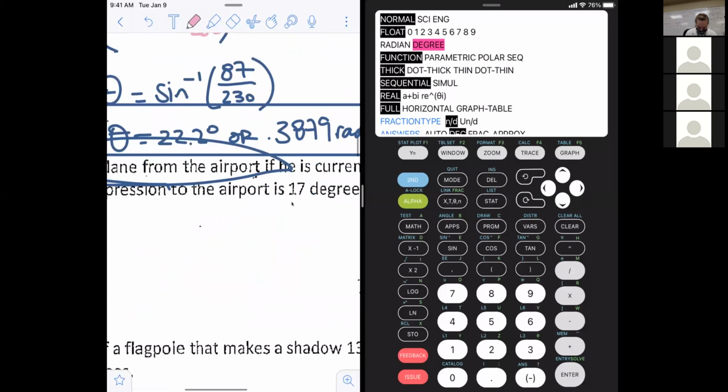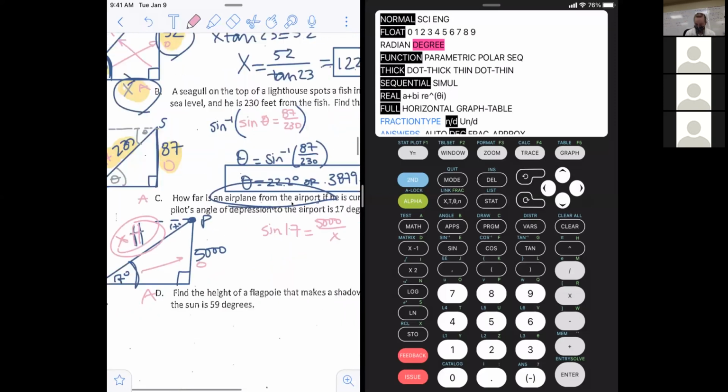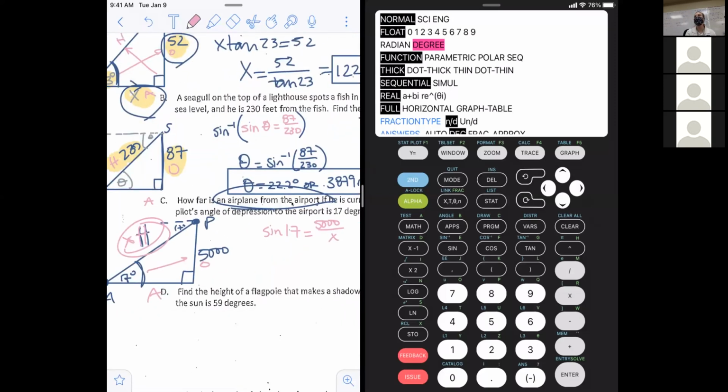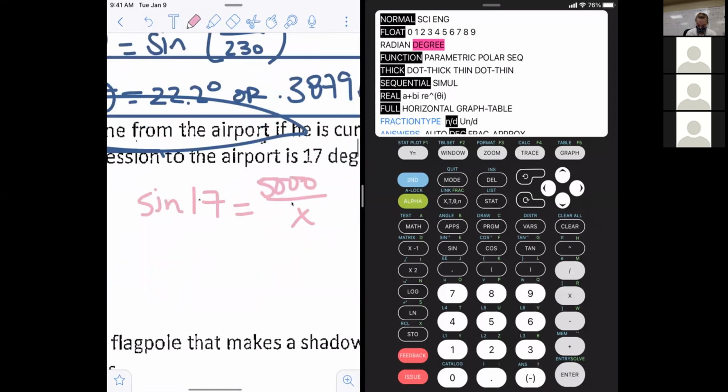So I'm going to do sine of 17 equals 5,000 over X. This is just like the one we talked about, the squirrel one, before we started today. And so we've done this math before, multiply by X on both sides, divide by sine 17.